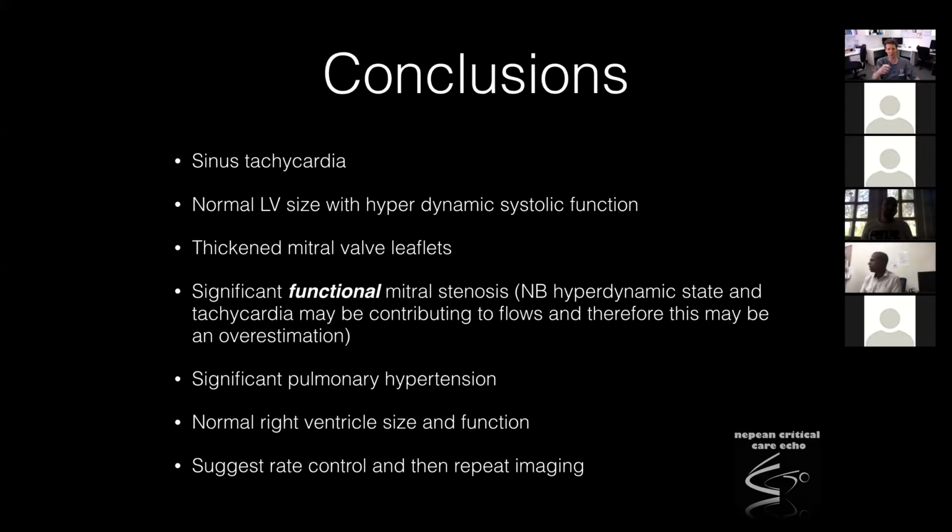I don't have the repeat imaging here, but when we repeated the imaging, when she wasn't tachycardic, her gradients went right down, her pulmonary hypertension went right down, and everything kind of looked like it disappeared. So that's why it's important to rate control and repeat the imaging. Quite an interesting case from the critically ill, I thought. Any questions on that?